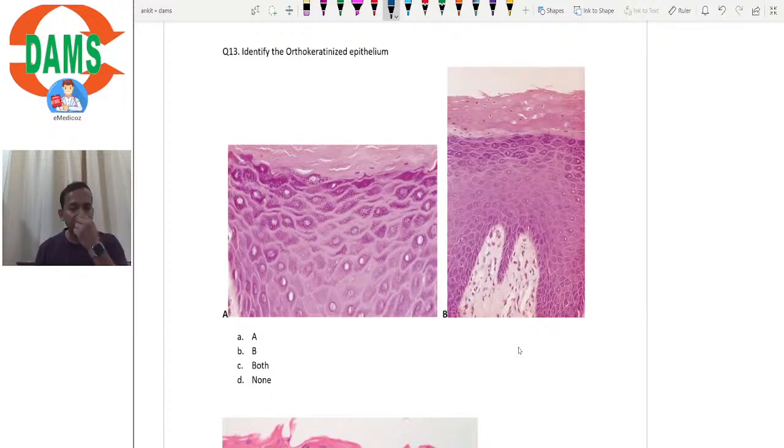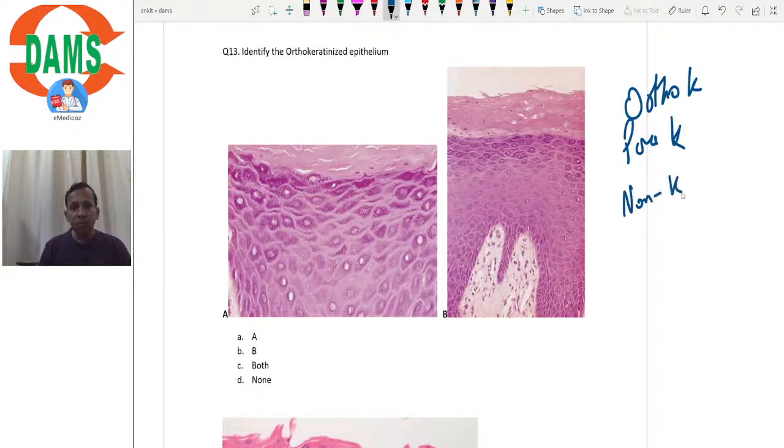Identify the orthokeratinized epithelium, right? So we know that there are three types of epithelium: orthokeratinized, parakeratinized, and non-keratinized. So what's the difference between the three? In orthokeratinized, the outermost layer, that is the stratum corneum, does not have any organelle or any intercellular structure. The difference between parakeratinized and orthokeratinized is that parakeratinized would also have stratum granulosum, as in orthokeratinized, but it also has nucleus in the stratum corneum, or in the outermost layer.